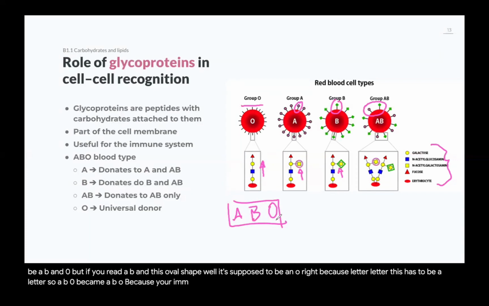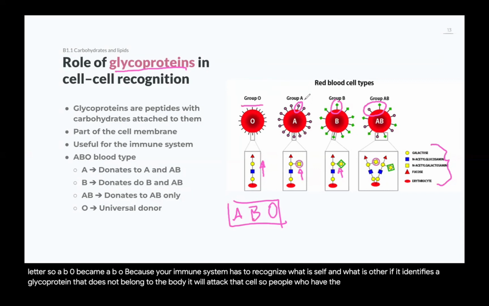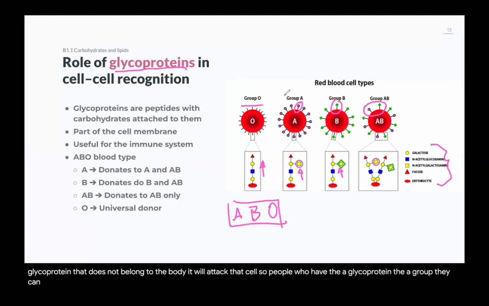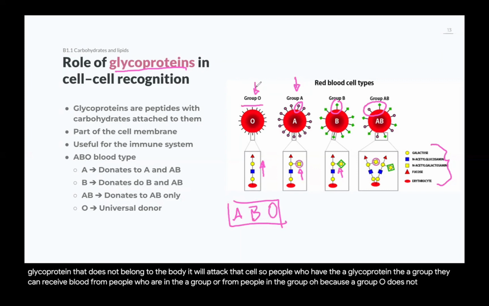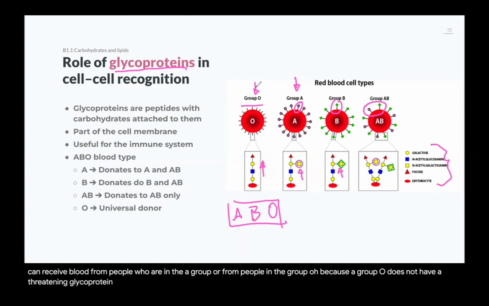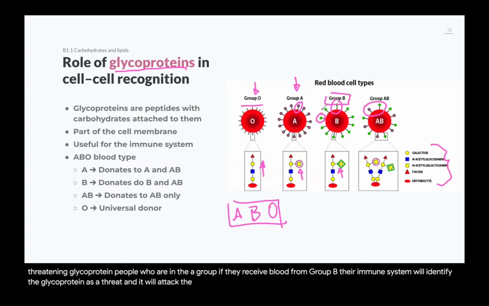Because your immune system has to recognize what is self and what is other, if it identifies a glycoprotein that does not belong to the body, it will attack that cell. So people who have the A glycoprotein, the A group, they can receive blood from people who are in the A group or from people in the group O, because group O does not have a threatening glycoprotein. People who are in the A group, if they receive blood from group B, their immune system will identify the glycoprotein as a threat and it will attack the donor's cells.